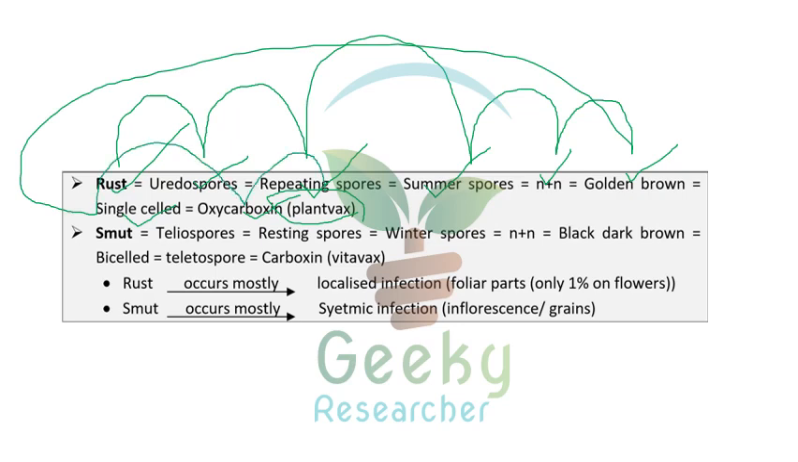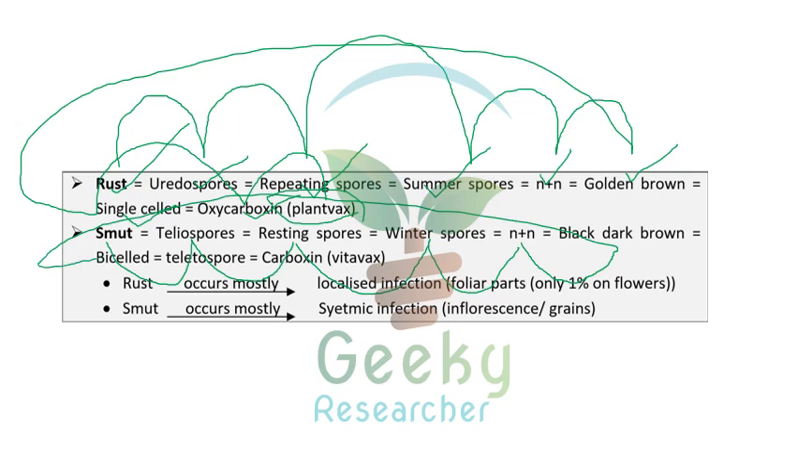The trade name of oxycarboxin is Plantvax. When it comes to smut, it produces teliospore. Teliospore is a resting spore, and one more thing about teliospore is that it is bicelled, which I will tell you later. This is otherwise called a winter spore, and the condition is n+n or diploid also. The smut spore, that is teliospore, is black in color or sometimes dark brown.